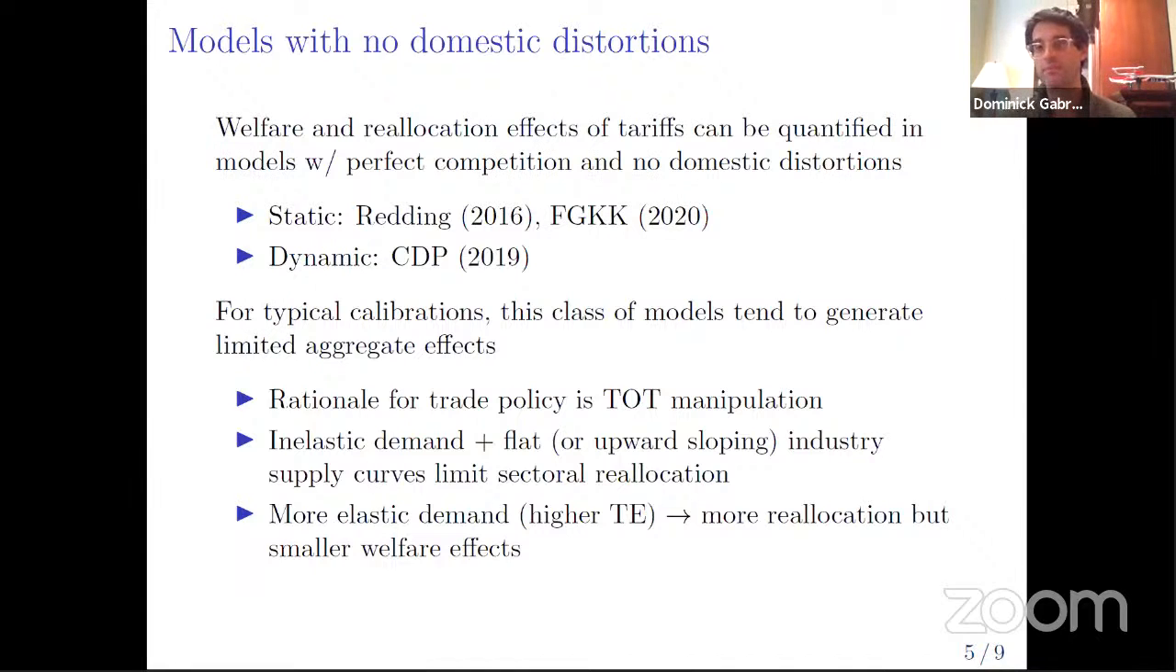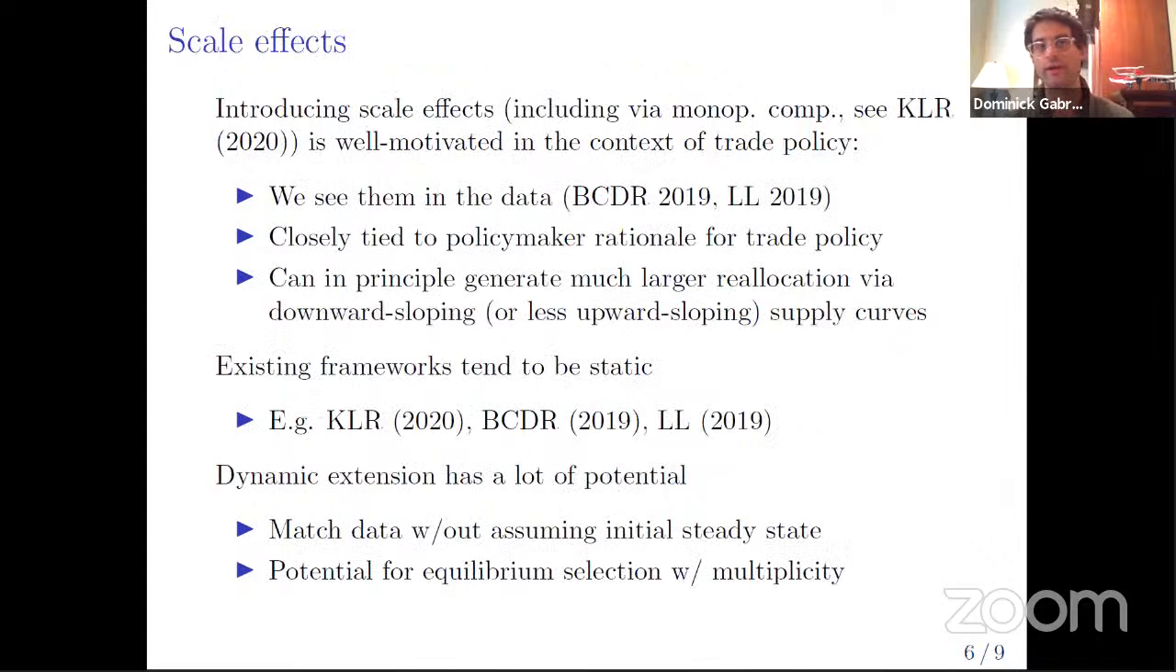Basically, U.S. manufacturing can't expand because it simply drives its own price down, and it's hard to reallocate factors potentially to the industry. Now, with more elastic demand, you can get more reallocation, but then the reallocation in welfare terms tends to be less consequential. And so there's that trade-off there.